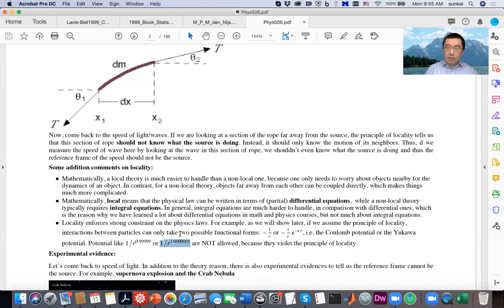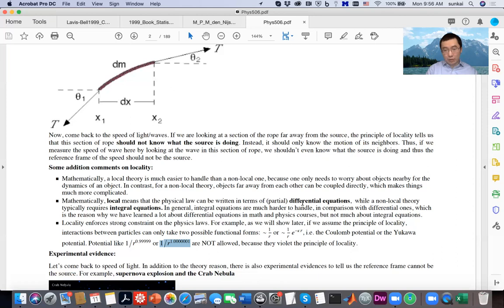If we assume the principle of locality, there are only two possible potentials we can have. One is Coulomb's law, 1/r. The other is the so-called Yukawa potential, 1/r multiplied by exponential decay. Only this type of potential can be written in terms of differential equations. In other words, only this type of potential obeys the principle of locality. If you have any other potential, one will not be able to write it in terms of a differential equation.